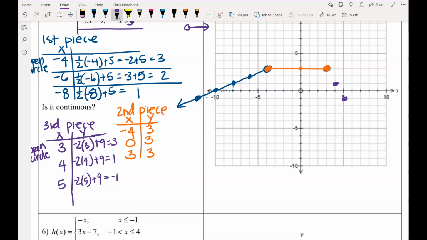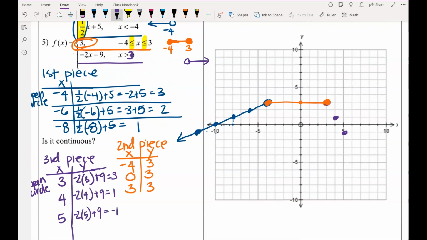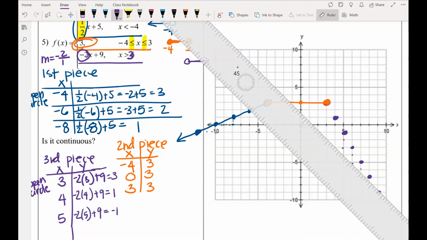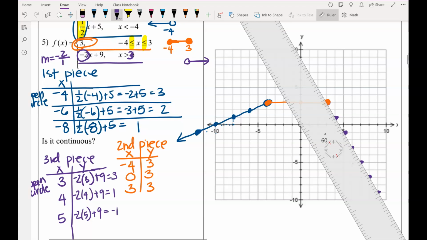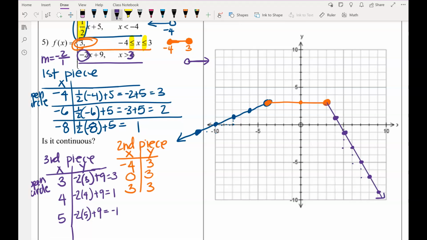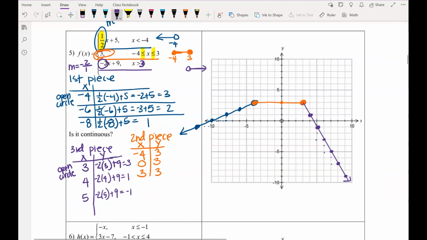Now I do want to keep on going a bit more. So I do see that I have a slope of -2 over 1. So normally if that's the case, students, you can go down 2 and right 1, down 2, right 1, down 2, right 1. You can go as many dots as you need, so that way your line or your ray or your segment can be straight, okay? Okay, so we have 3 pieces.